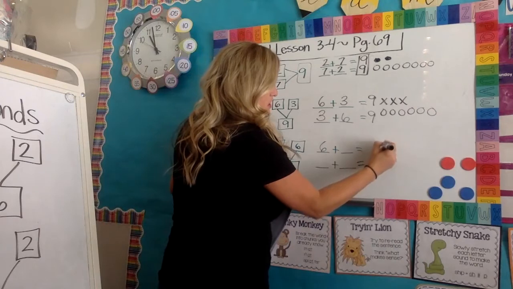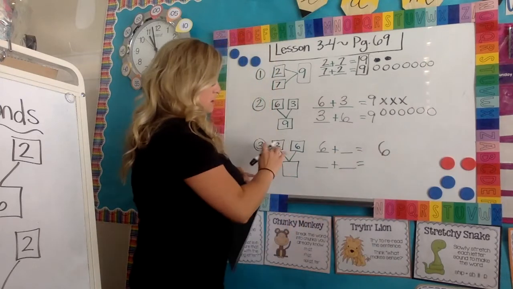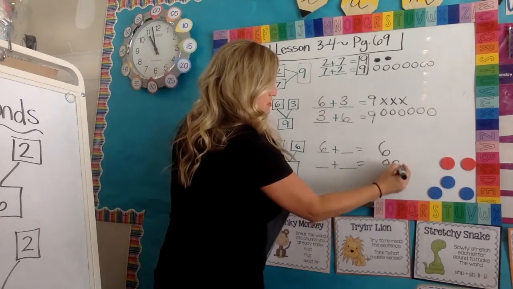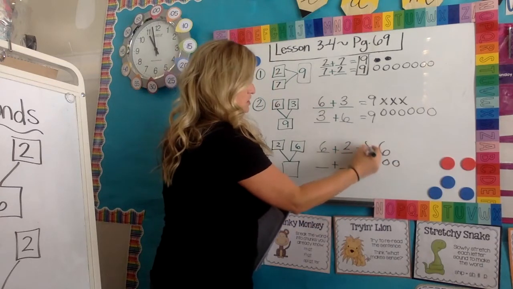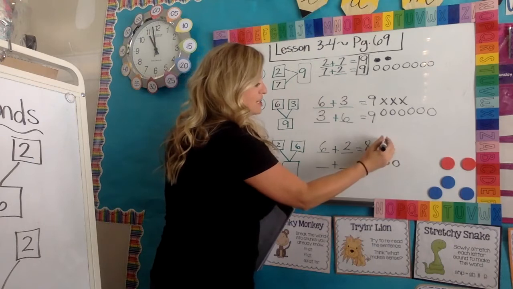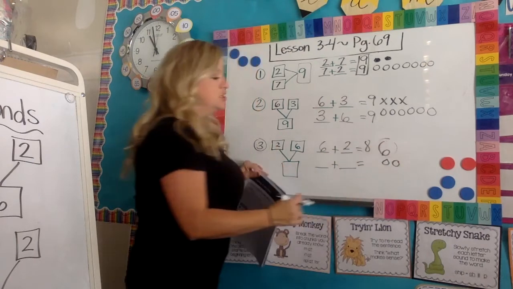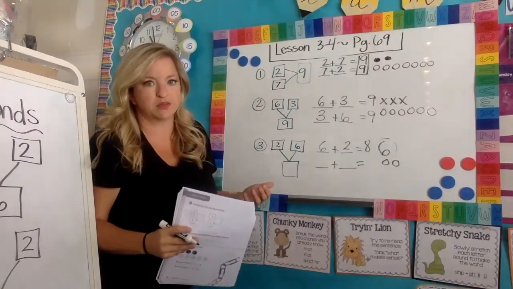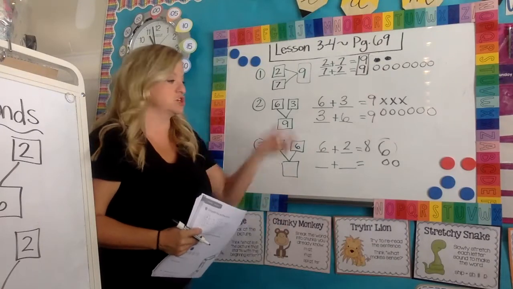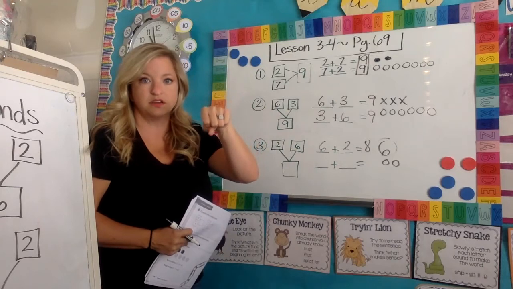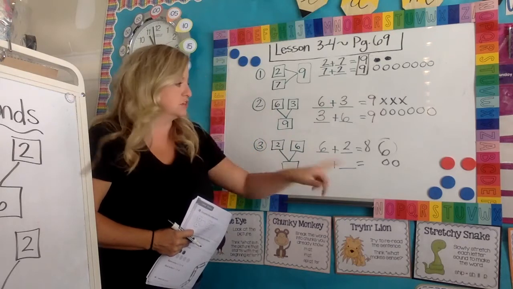So I'm going to say 6, and then I'm going to draw 2, 7, 8. So now I know that 6 plus 2 equals 8. If you notice, I didn't draw right here. I didn't draw 6 of anything because I already know it's 6. So that's kind of like when you use your hands, you say 6, and then you use your fingers as the little dots.